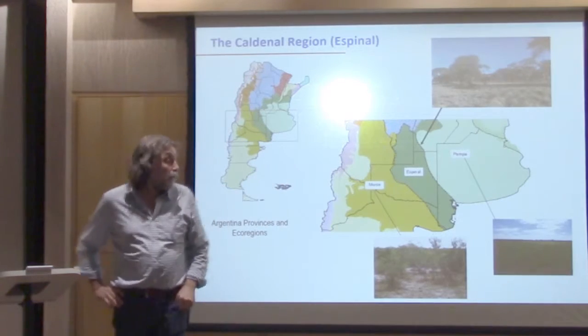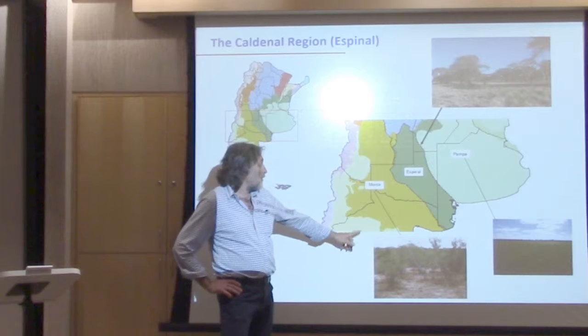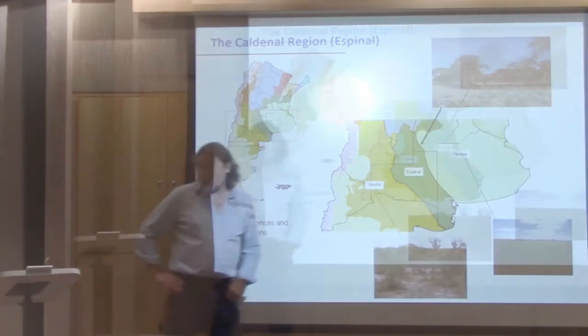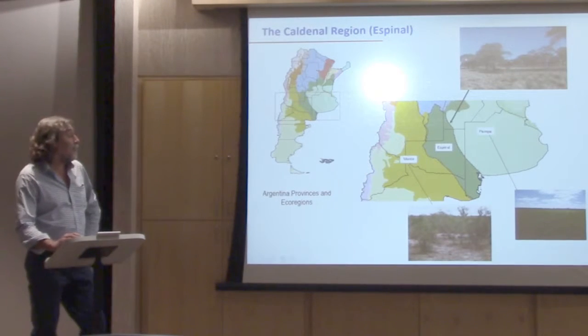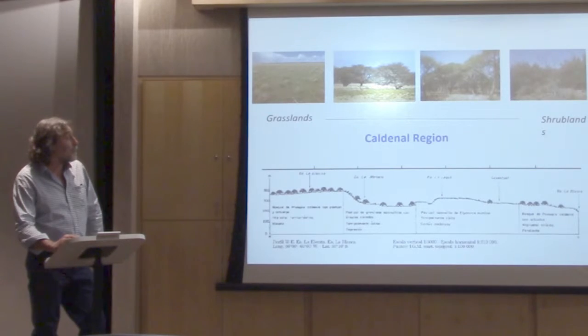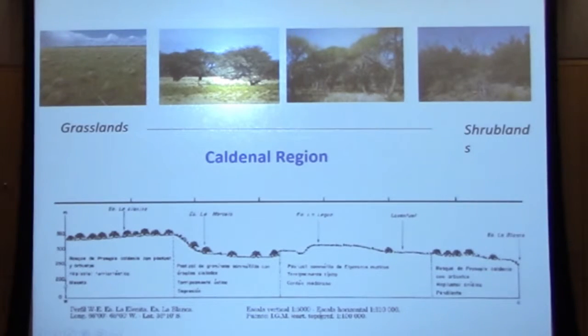And if we go further to the west, we get an area that is somehow similar to the Jornada, with precipitation that is pretty low, lower than 300 millimeters a year. So the Caldenal is in an area that we call the Caldenal region, where in fact we find different types of communities or ecosystems: grasslands, savannas, forests, and even shrubland-type communities.